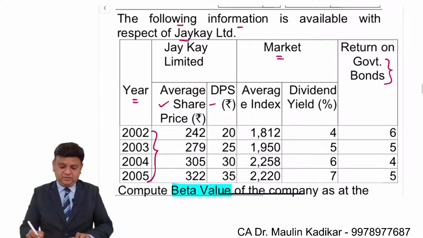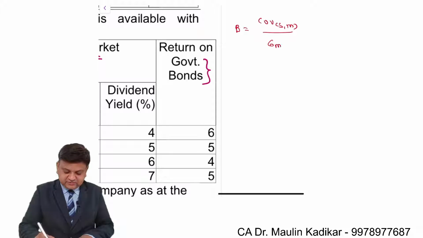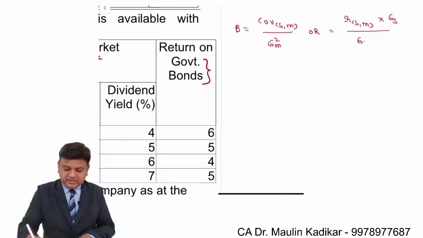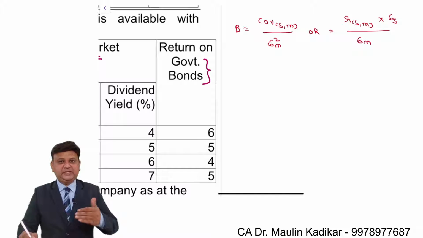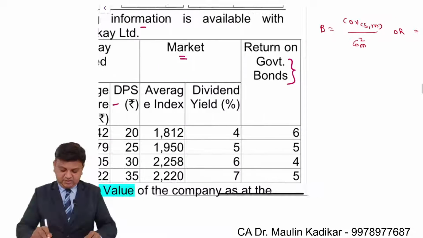Now, dear students, for the purpose of beta calculation, there are two formulas that we know. One is the covariance of the security's return with market return divided by the variance of the market portfolio. Otherwise, we apply the formula: correlation coefficient of the security with market into standard deviation of security upon standard deviation of the market portfolio. Either formula can be applied for calculation of the beta. That is the first thing. Second thing, listen carefully. In application of either formula, first of all, the return information is required.